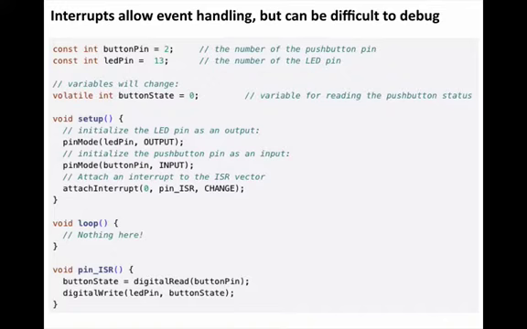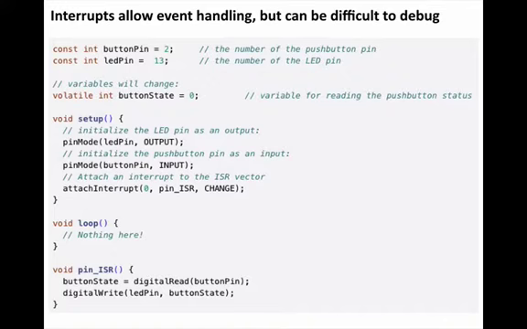This is an example of using the attachInterrupt function. In this case, we're attaching interrupt 0 to the pin interrupt service routine, which is down below. It's a function. And we're saying that we want to only deal with a change, so whether it goes from 1 to 0 or 0 to 1. In the interrupt service routine, it reads the button and it writes that to the LED. That's all it does.